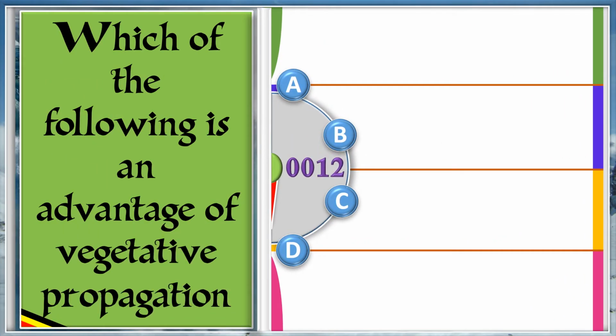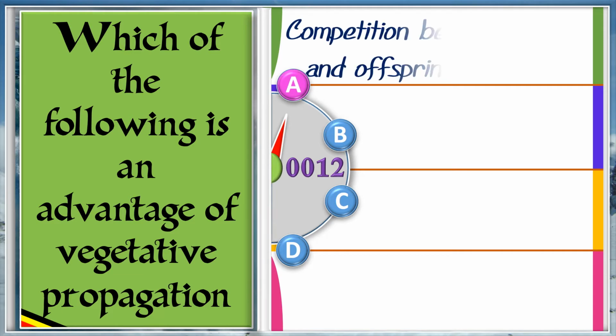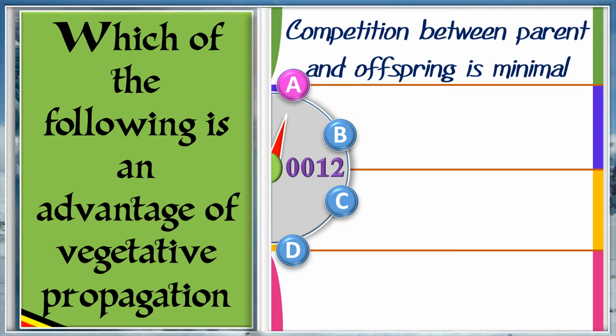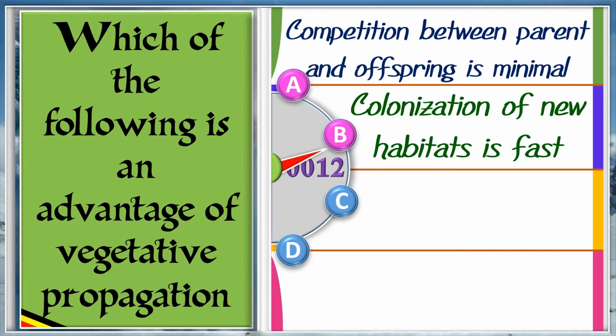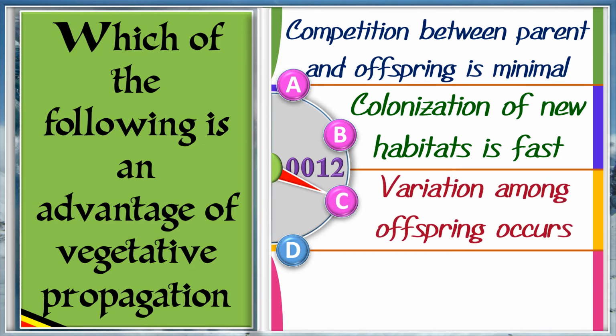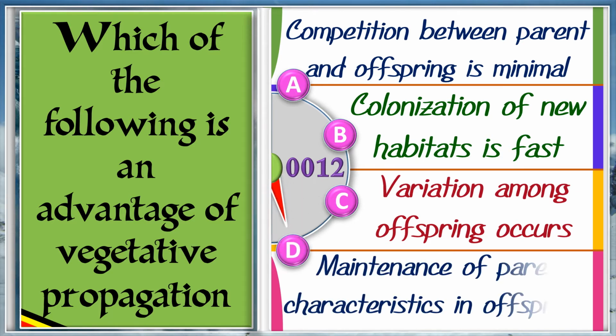Which of the following is an advantage of vegetative propagation? A. Competition between parent and offspring is minimal. B. Colonization of new habitats is fast. C. Variation among offsprings occurs. D. Maintenance of parental characteristics in offsprings. And the answer is D. Maintenance of parental characteristics in offsprings.